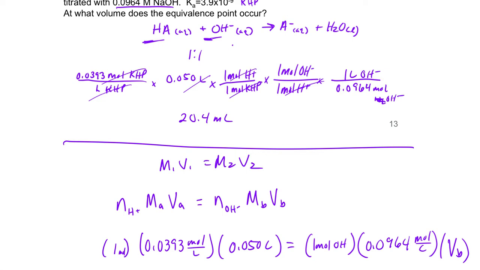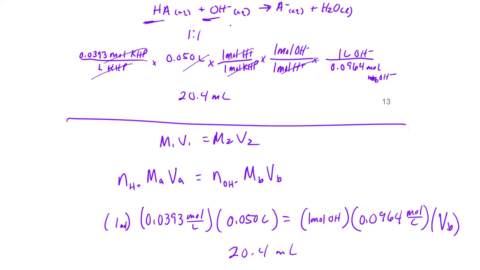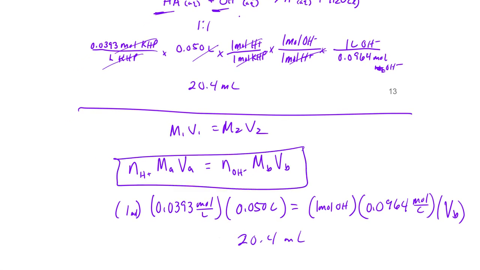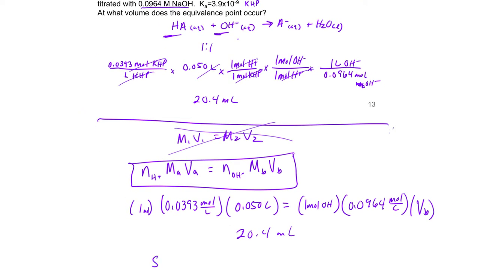Good question. What do you think of this formula? Is that more logical to y'all? You can choose which way you want. Now here's why I want you to use this equation and not this one. Let's say we're doing the same problem. We have 50 milliliters of the 0.0393 molar KHP, and now we're going to titrate with the same concentration, 0.0964 molar calcium hydroxide. Now solve the problem.